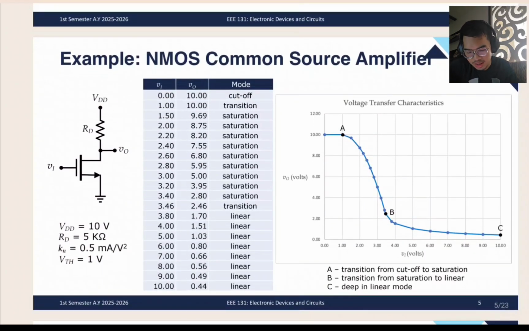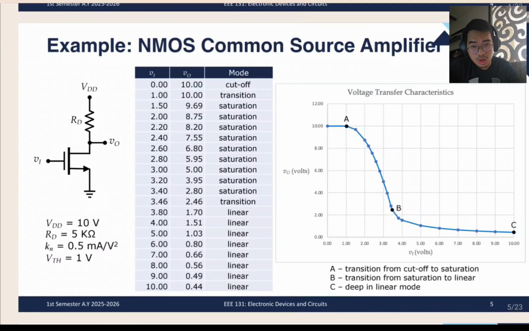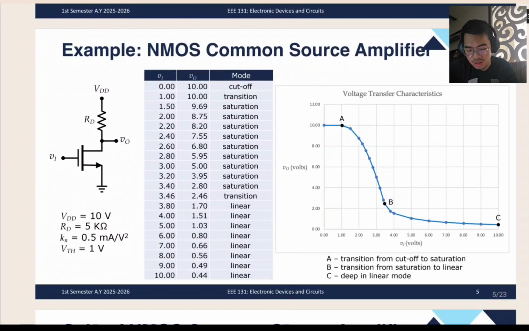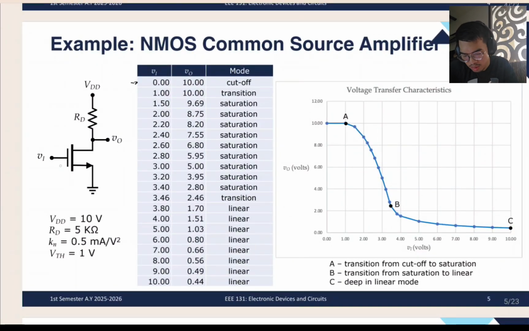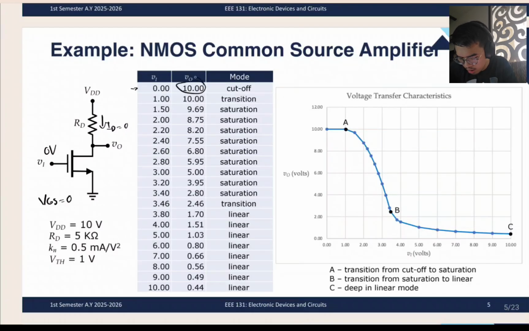Okay, so let's have here an example of a common source amplifier. We're actually just plotting its output subjected to different inputs. Let's try to make sense out of this one. At zero input, if this is 0 volts, we see that VGS is still 0 volts. In that sense, our MOSFET is still in cutoff. Therefore, we can impose the condition that ID is still 0. If ID is 0, then you'll see that there's no voltage drop across our RD. Therefore, Vout is still 10 volts.